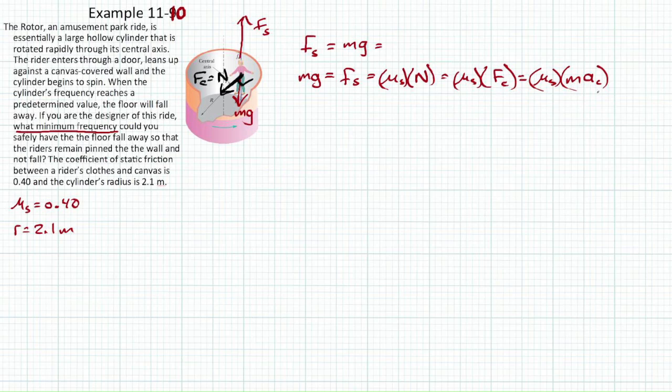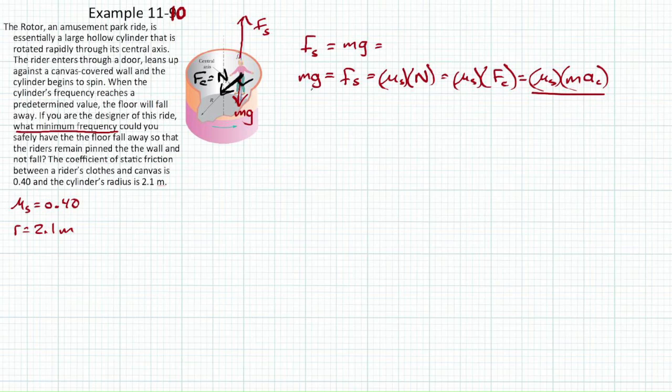All right. Let's go one step further. In fact, you know what? Let's just solve for centripetal acceleration. Let's not do this all in one big step. Let's do it in two steps.